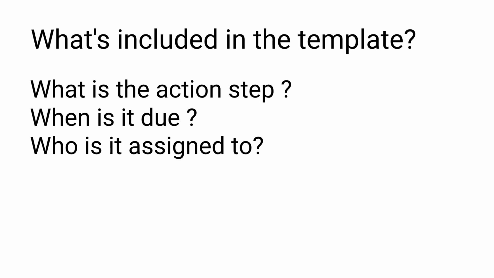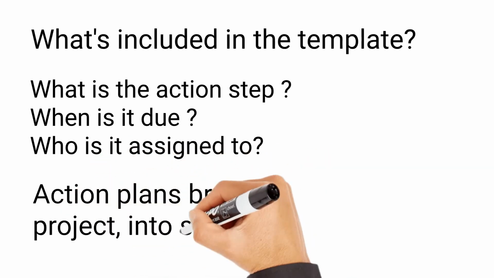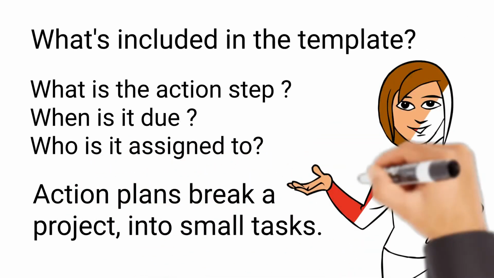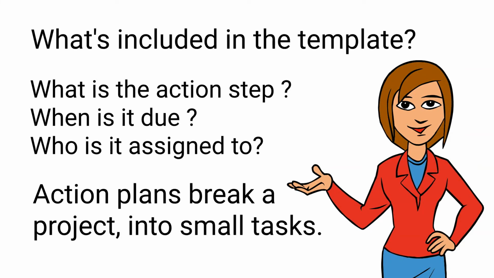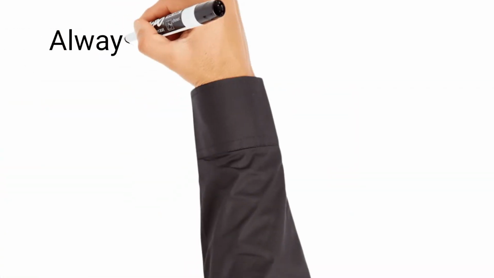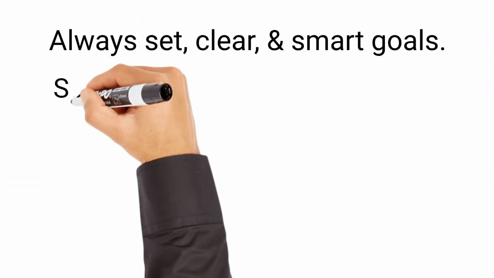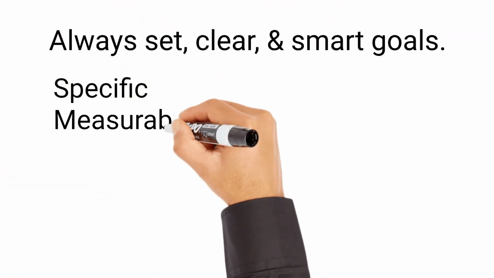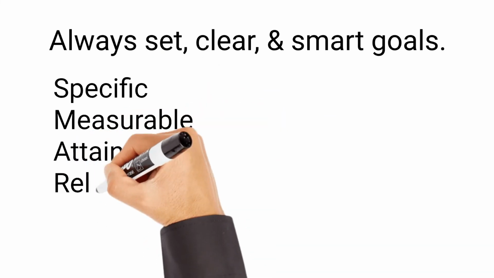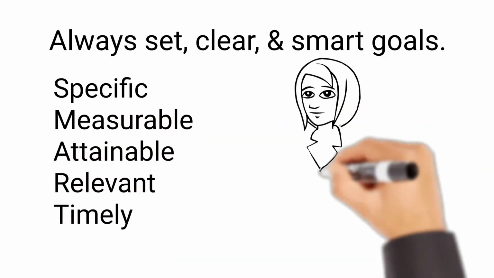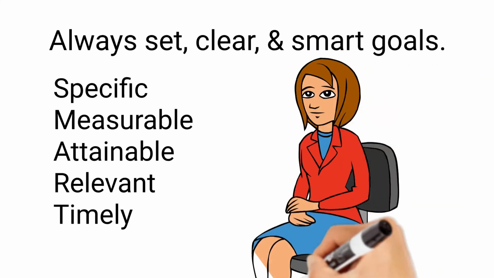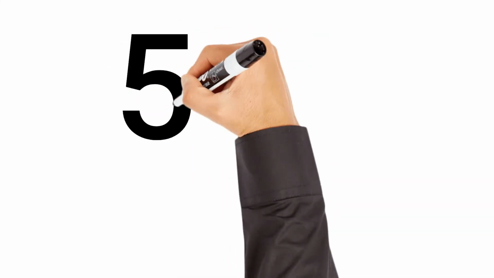Action plans help break a project into small and defined tasks. When you organize a project using an action plan, you gather information about tasks and resources needed to complete the project. The success of any action plan will mainly depend on your goal selection. Always set clear and SMART goals. By SMART, I mean specific, measurable, attainable, relevant, and timely. Ensure your action plan starts with a strong foundation of clear goal definition that adds value to your project work.